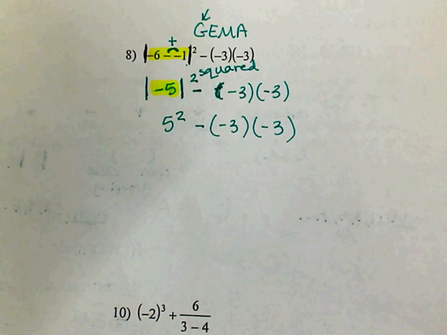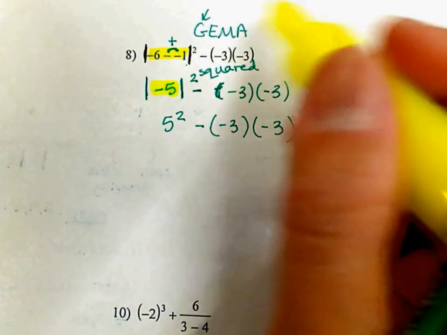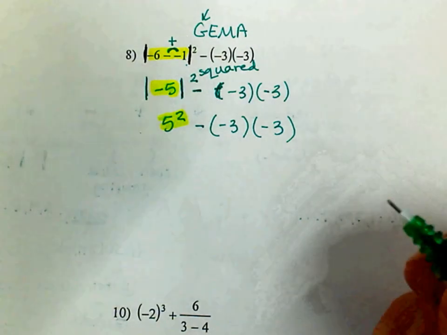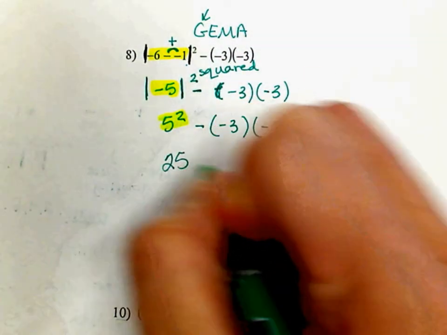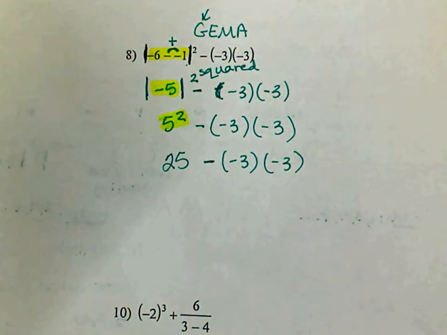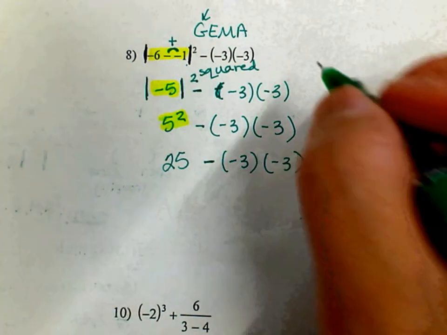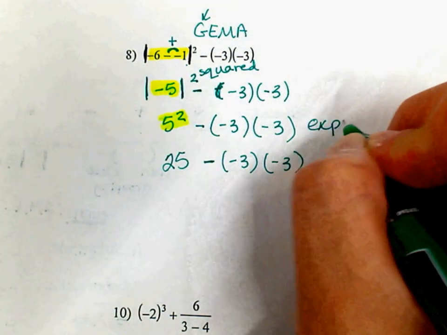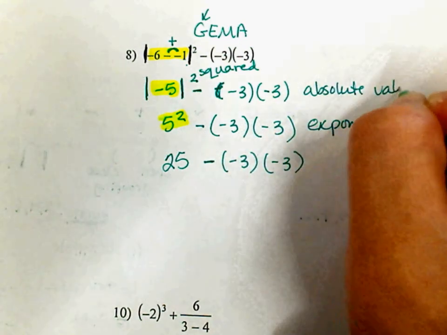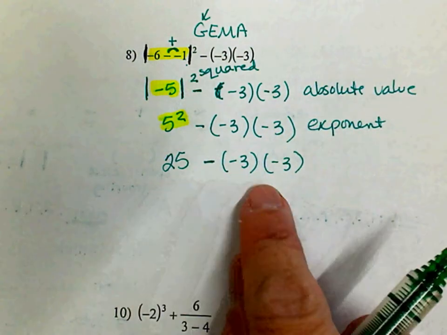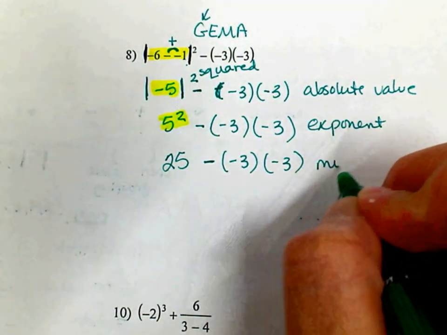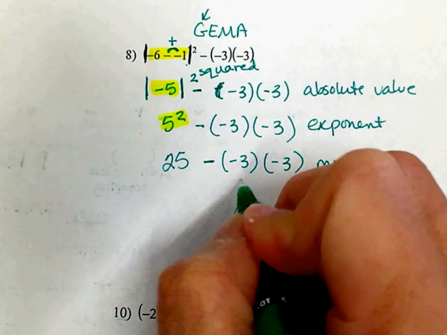Now, exponent comes before multiply, right? So you do that first. What is 5 squared? 25 minus -3 times -3. So you did the exponent here. You did the absolute value here. Which one do we do first? Do we subtract first or do we multiply first? You multiply first. Very good. What is -3 times -3?